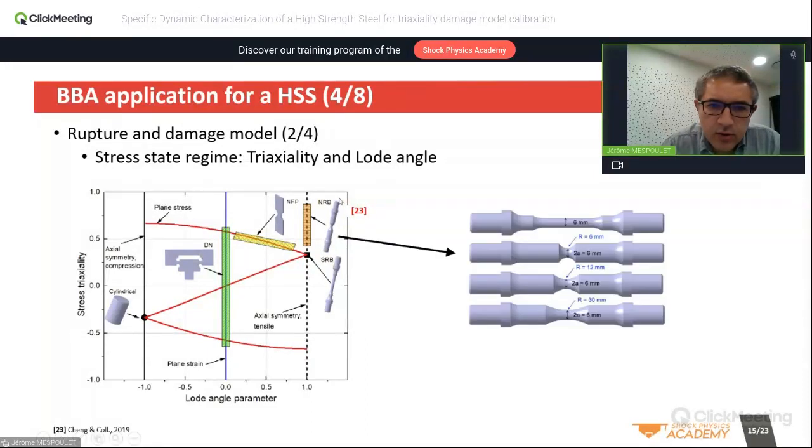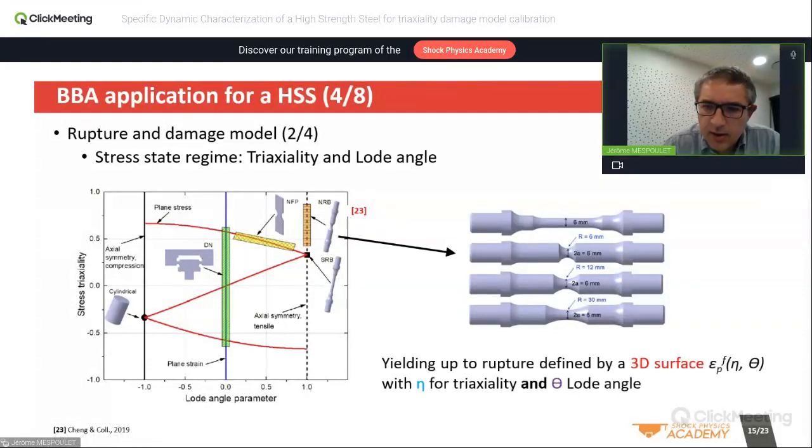For example, if you look here, to get access to the failure in this region, meaning with load angle parameter equal to 1, and with a triaxiality level between 0.4 up to 0.7, you need to make such kind of cylindrical tensile test, and by changing the groove, you will change the triaxiality inside the samples and get access to various points here to get the failure strain. So, in fact, yielding up to rupture defines 3D surfaces of the failure stress depending on the triaxiality and the load angle.